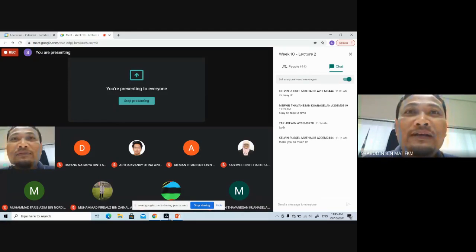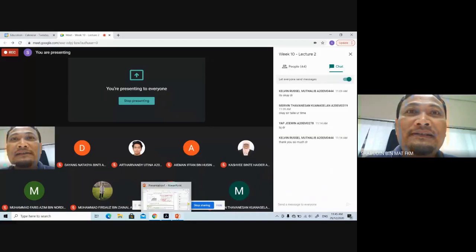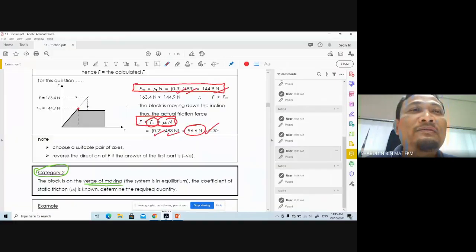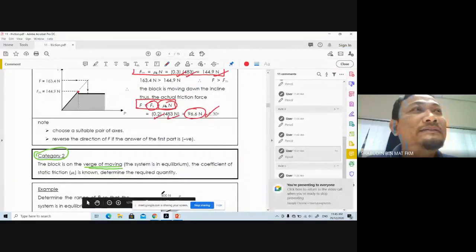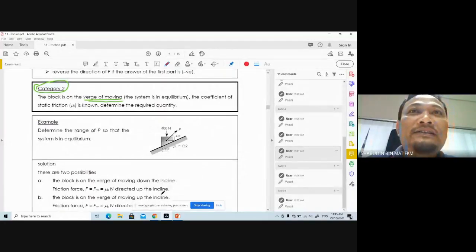I give you some time to understand the concept in category 1. I will move to category 2 in 3 minutes. Give me 1 or 2 minutes to go to the toilet.